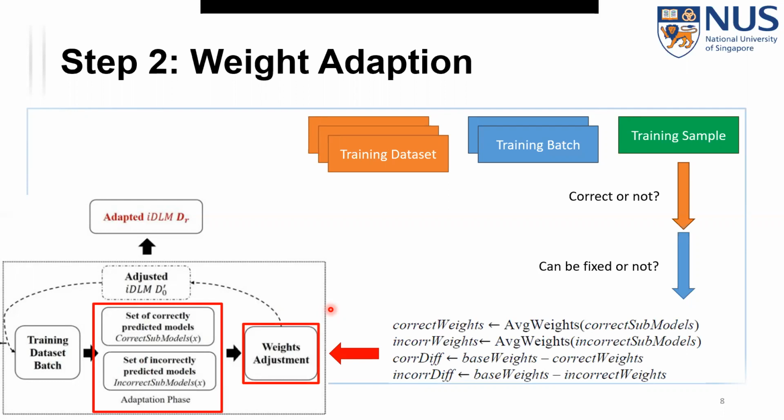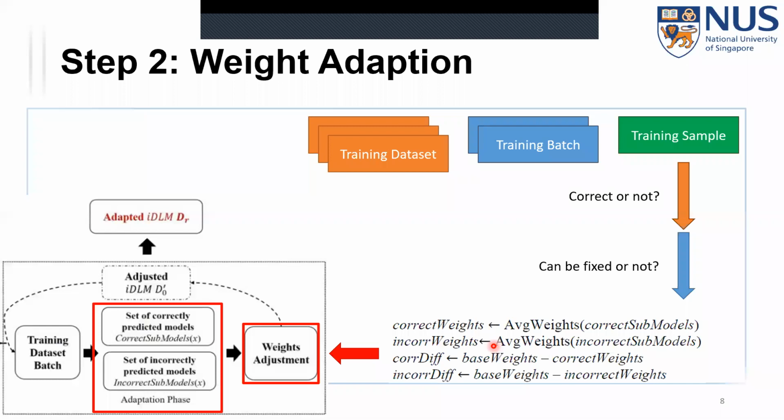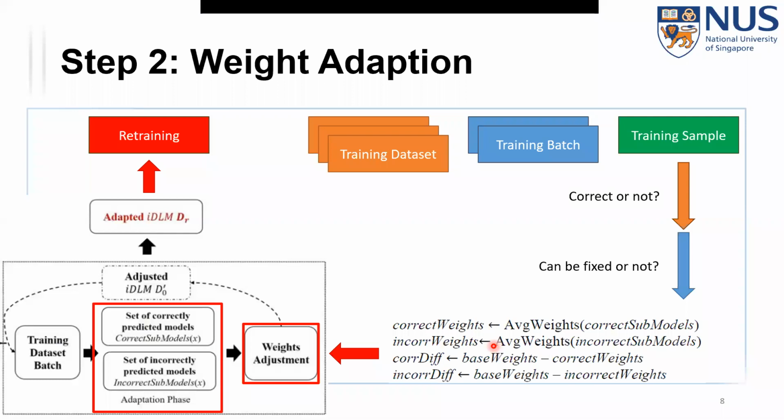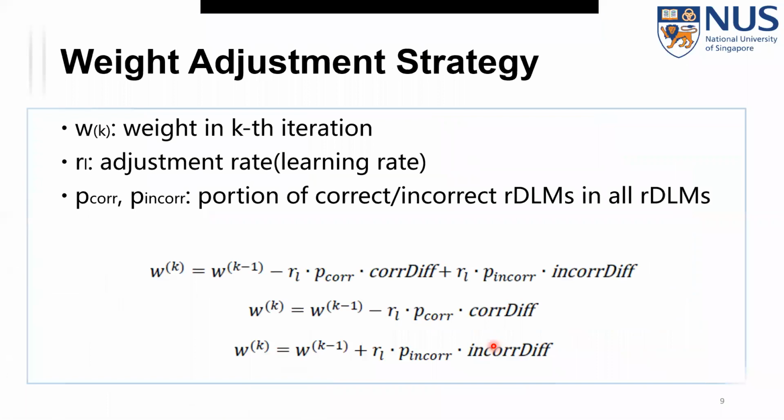Firstly, it will record the weights. For the recording of weights, it's just averaging all the weights in the correct submodels, and also averaging the weights in the incorrect submodels, called correct weights and incorrect weights. Then it will also compute the correct diff and incorrect diff, meaning the distance between the two weights. After this, it will do the weight adjustment. The details of weight adjustment will be next. Basically, there are several strategies to do weight adjustment based on the correct diff and incorrect diff. After that it goes to the retraining step, and after retraining, it does the evaluation to see if the model is kept or not. This is very clear. Does anyone have a question here?